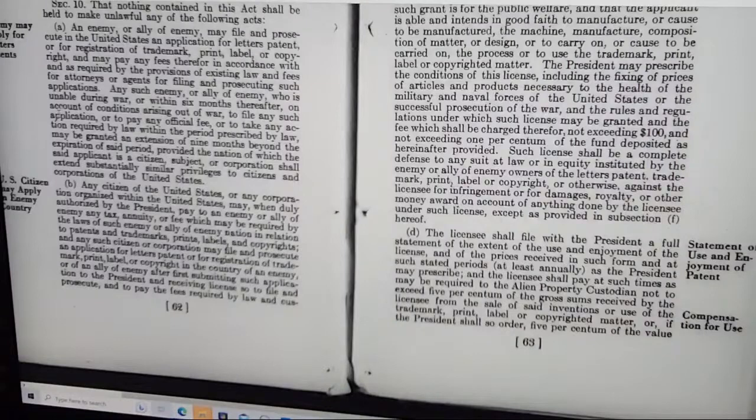months beyond the expiration of said period, provided the nation of which the said applicant is a citizen, subject, or corporation shall extend substantially similar privileges to citizens and corporations of the United States. U.S. citizens may apply.